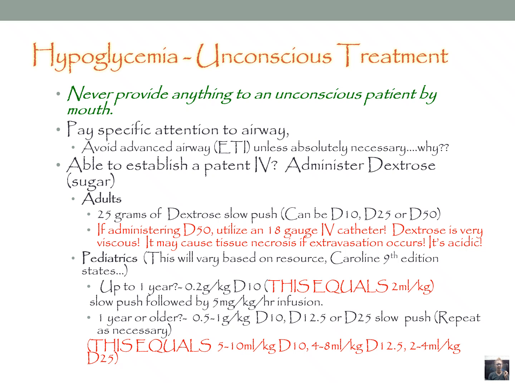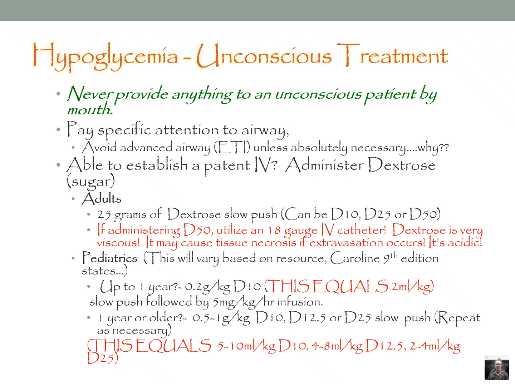In our realm, we can give either D10, D25, or D50, and that might not make a ton of sense just yet. Remember, D10, D25, and D50, the D stands for dextrose, right? And they're all just percentages. So D10 is 10% dextrose, and in the next couple slides, we'll go over that in a little bit more detail. But in either case, your ultimate dose is 25 grams of dextrose. That's your max dose, 25 grams of dextrose.